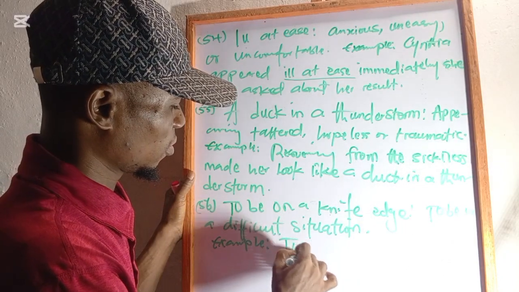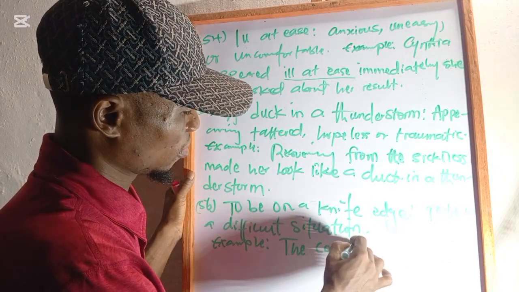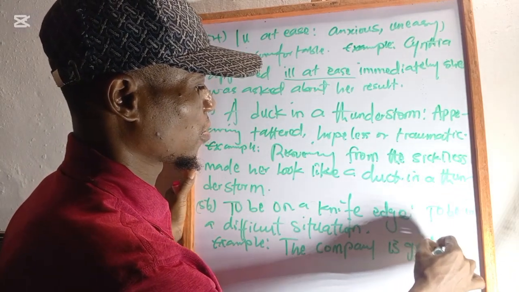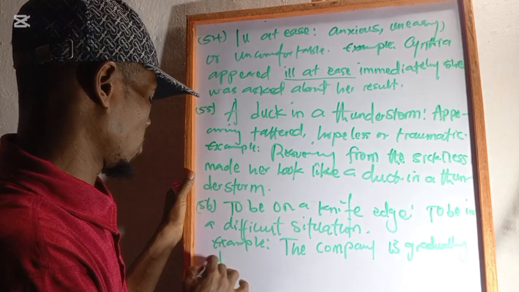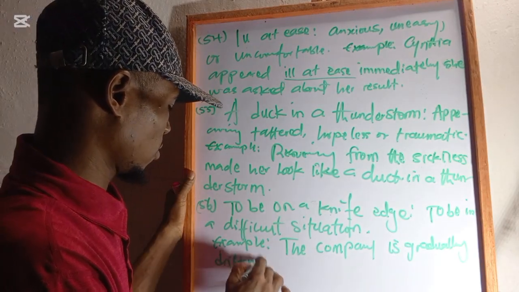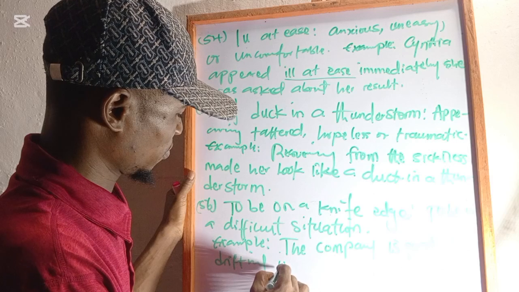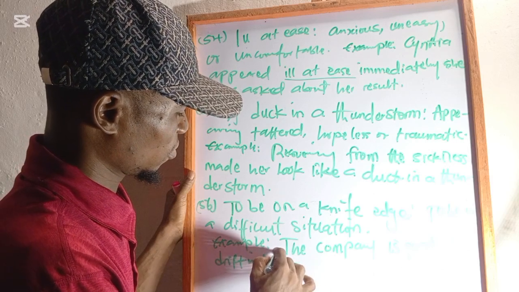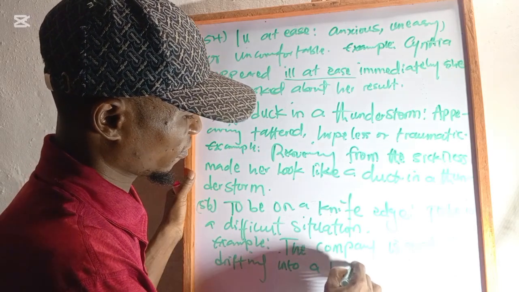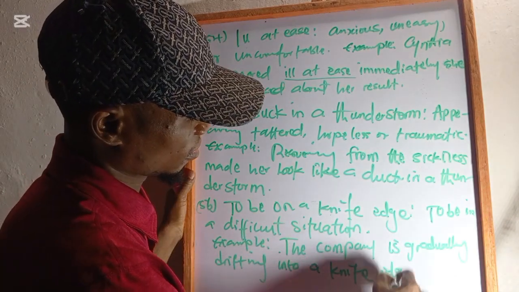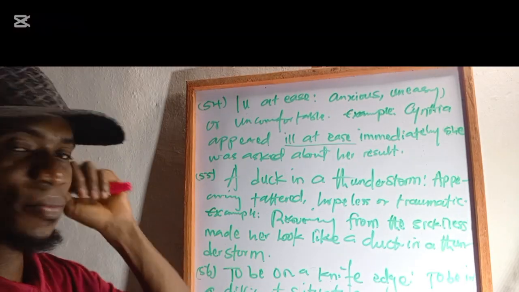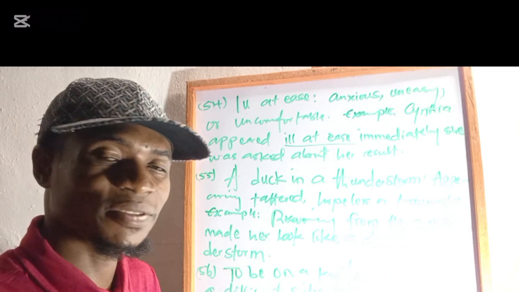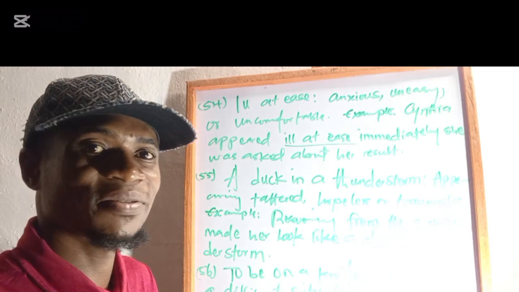Example: the company is gradually drifting into a knife edge. The company is gradually drifting into a knife edge.